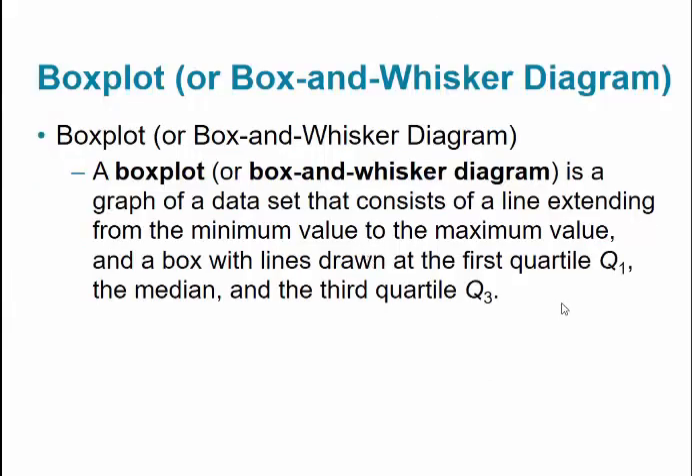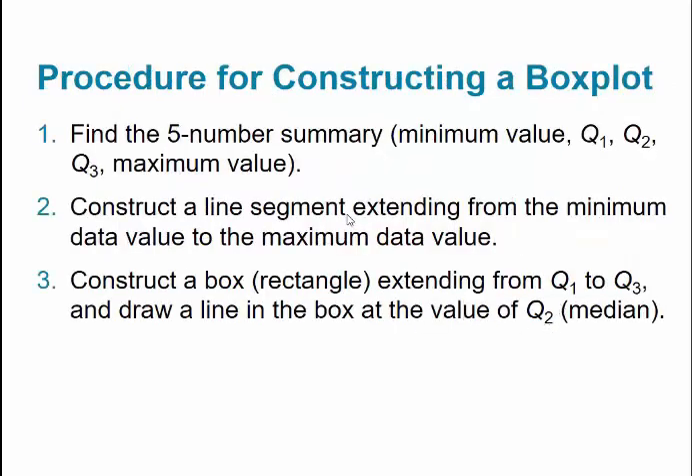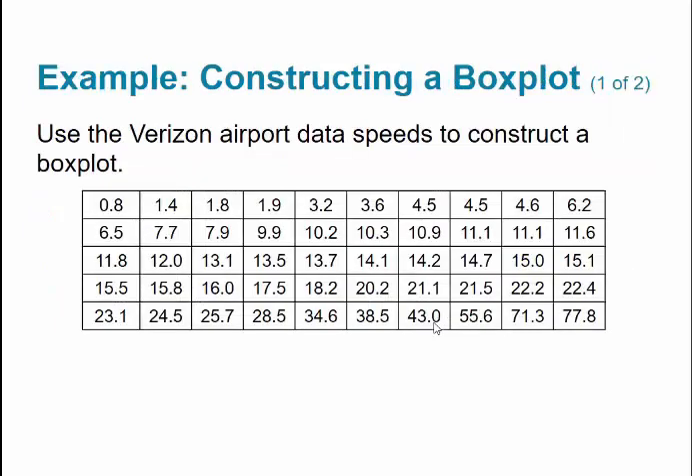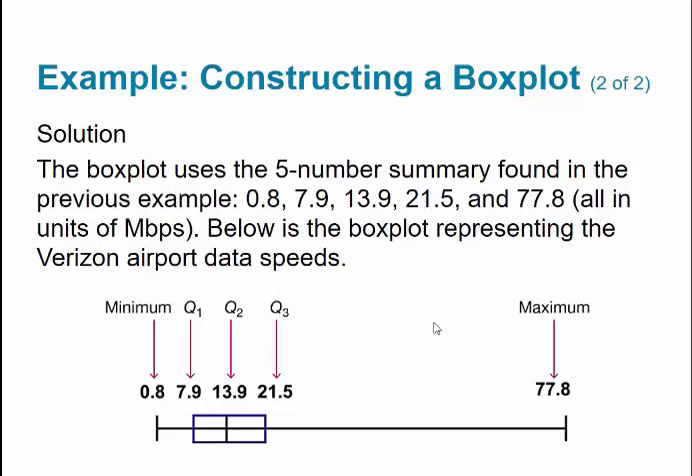And so the next thing we're going to talk about is box plots. A box plot is simply a graph of a data set that is a line consisting of the min value, the max value, Q1, Q2, and Q3. If you were doing it by hand, you would follow all of these instructions, but in the 21st century, we use technology to construct these for us. And so using the same data set, we get this box plot.